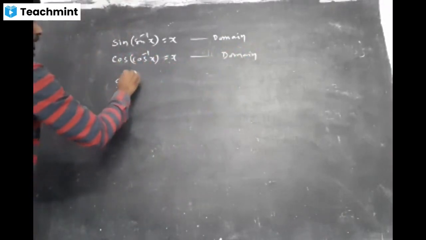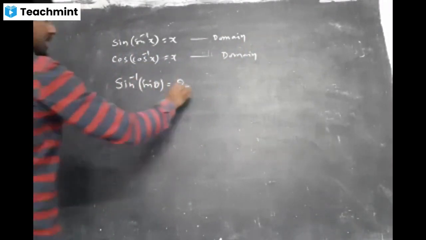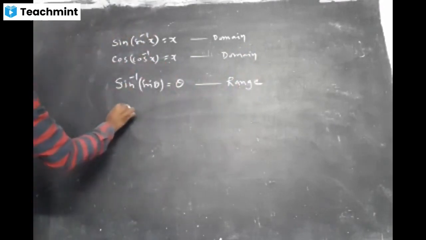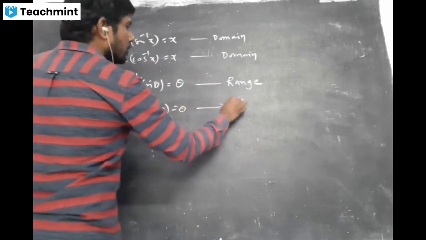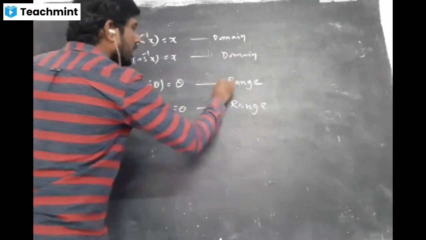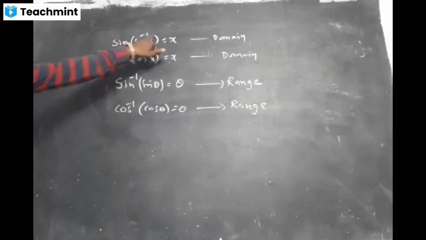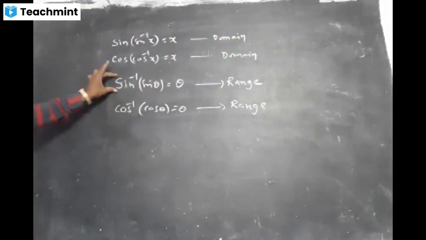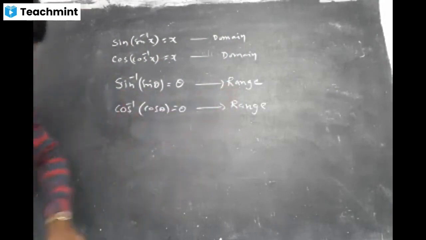So sine inverse of sine theta is equal to theta. This is depending on the range. Cos inverse of cos theta is equal to theta. Here also depending on range. That means whenever sine is given first and then inverse, it depends on the domain. When inverse is first and then the function, it depends on the range. What is the range and what is the domain?